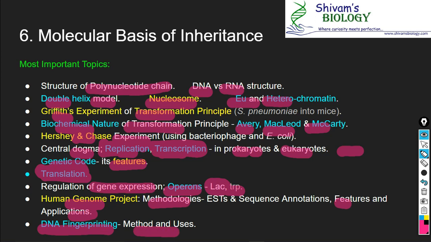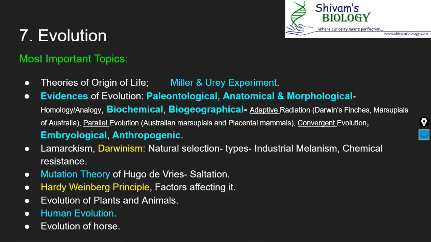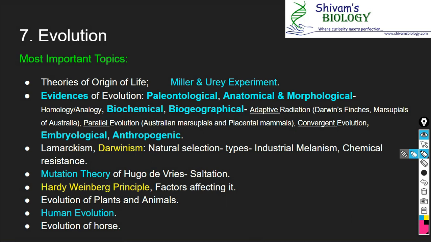Now, let's proceed to the next chapter, that is evolution. In this chapter, there is nothing much conceptual, but a few things are important, like theories of origin of life. Miller and Urey experiment is quite important. Evidences of evolution is an important topic. Various types of evidences, and like inside the biogeographical evidence, you will study adaptive radiation and parallel evolution, convergent evolution. All these are important, and their examples too are very important.